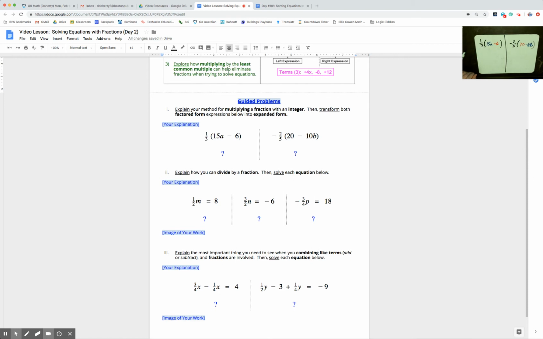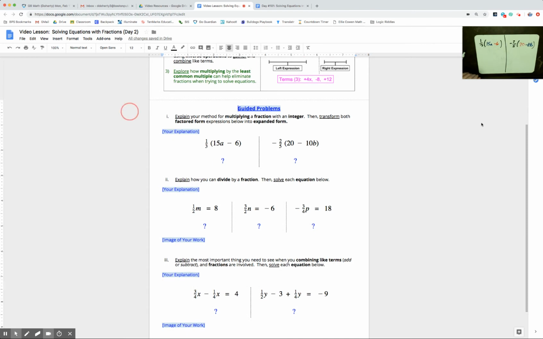First guided problem today. I would encourage you to pause this video and work with your neighbor or your partner. Your first job together should be to explain your method for multiplying a fraction with an integer. That's a whole number that could be positive or negative. And then your job together after you explain how you multiply fractions with integers is to take both of these factored form expressions and use the distributive property to write them into expanded form. So pause the video, talk with your neighbor through part one where you explain how you multiply, and then actually multiply out both of these factored form expressions.